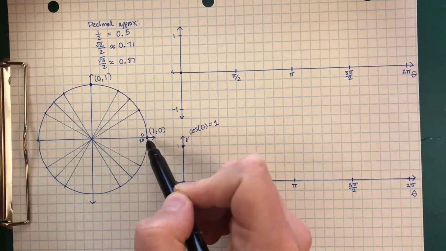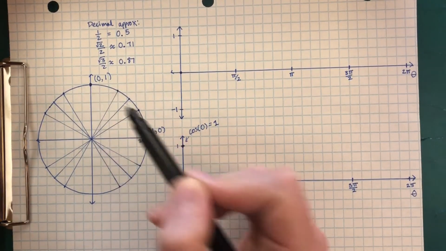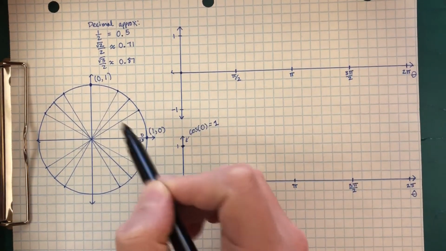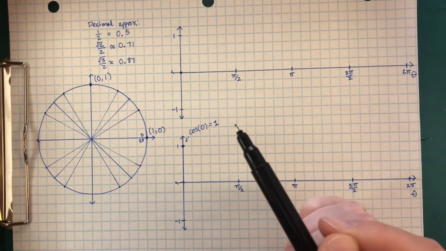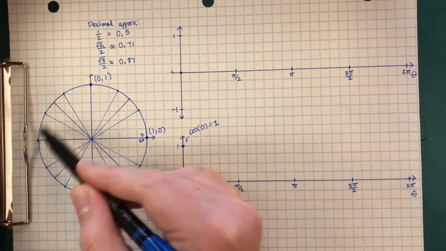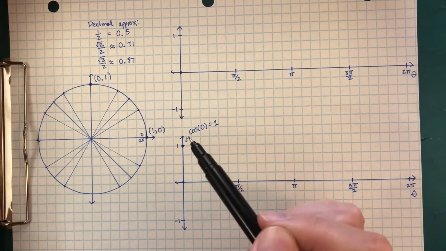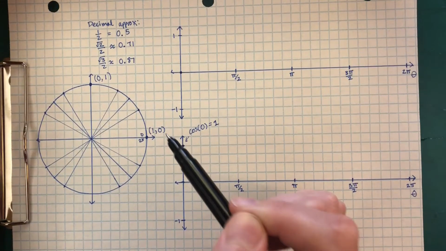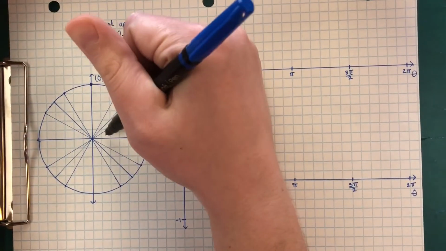This angle is 90 degrees from the positive x-axis. So what is that in radians? A half circle is pi radians. This is half of that half circle. This is pi over 2 radians. So what this means, this angle is pi over 2.